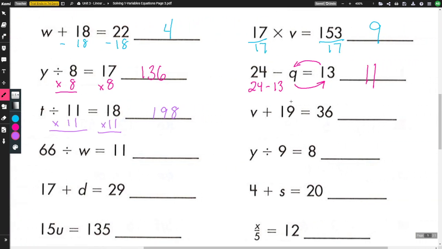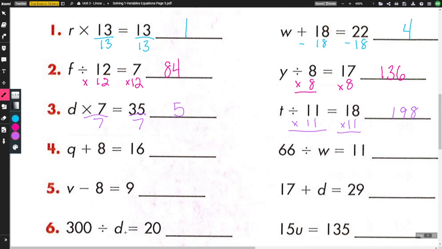Okay, here we have plus 19. The opposite is minus 19. That is 5. No, not 5. That's 7. And that is 1. Okay. Q plus 8. The opposite is subtraction. Not 9, 8. That is 8.